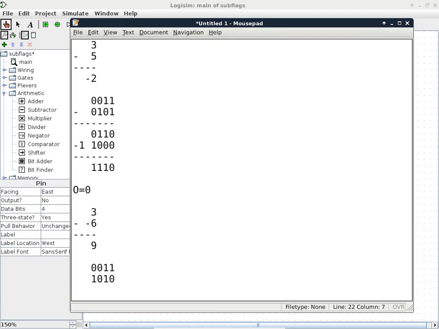Okay, so let's double check and make sure that is the case. Actually, I take it back. It's not 1010. -6 is... 1000 is -8. 1001 is -7. So 1010 is -6. It is correct. Okay, but we can always double check.